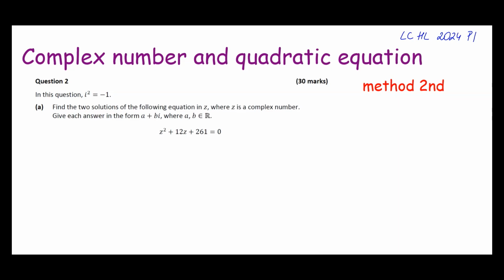So, complex numbers and quadratic equations. This is the second method that we can use here. As we said, we have a quadratic equation. If we change that z, that is a complex number, to x, then you can see that would be x to the power of 2 plus 12x plus 261 equals 0. And if anyone gave you that equation to solve, what would you do?